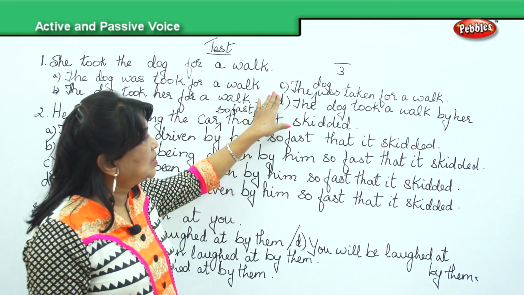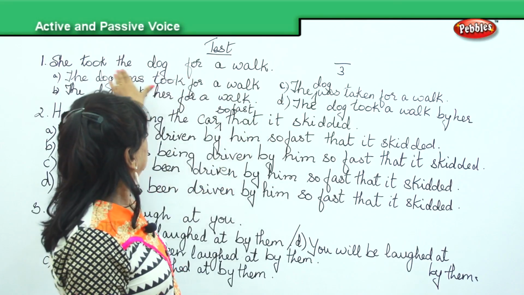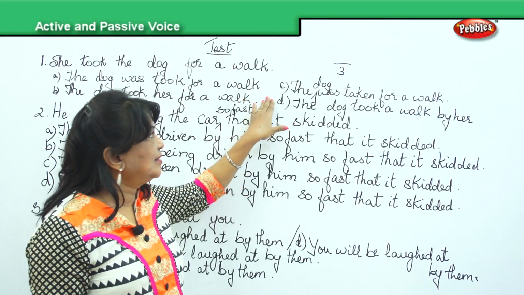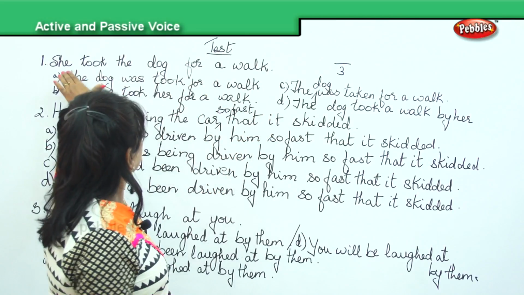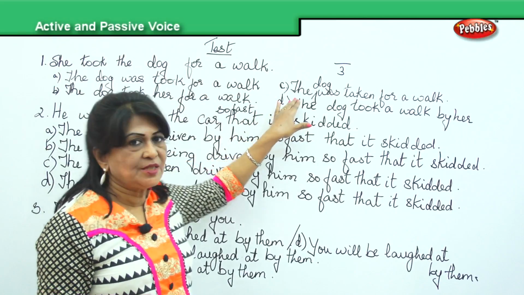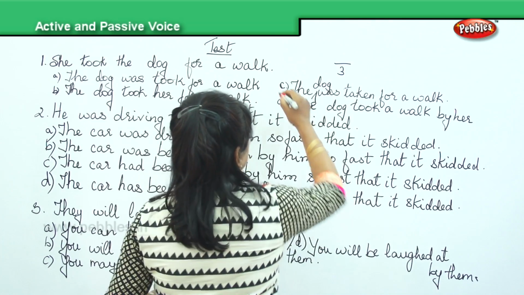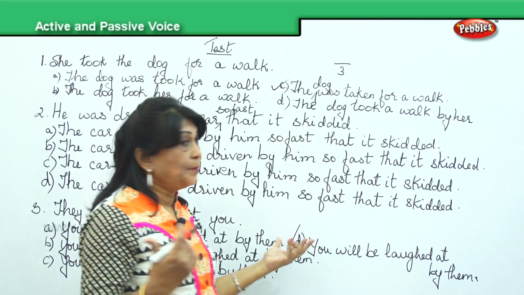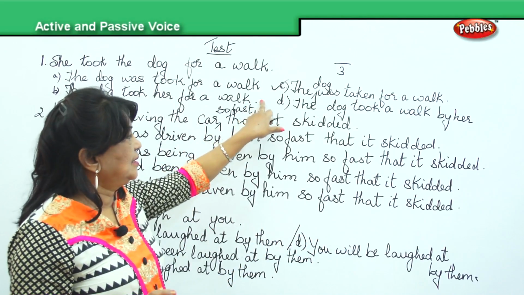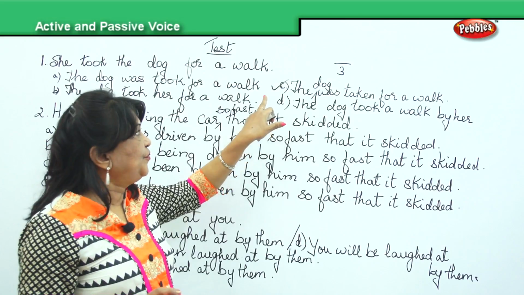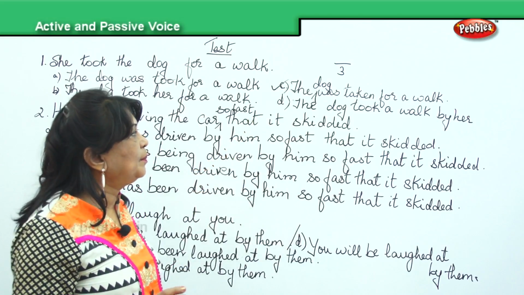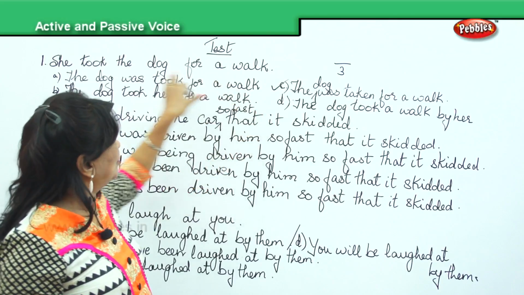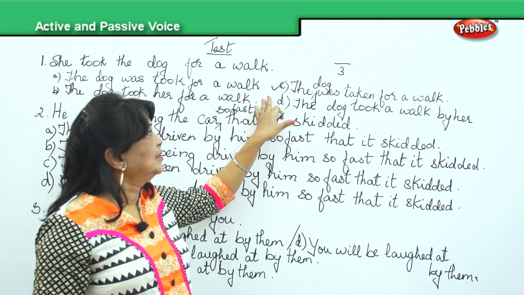The dog was taken for a walk. Is that right? Yes, that is right. She took the dog for a walk. The dog was taken for a walk. So this is the right answer. The dog took a walk by her is wrong. If you have ticked this, you can give 1 mark for this answer. Have you done that? So this is simple past tense.